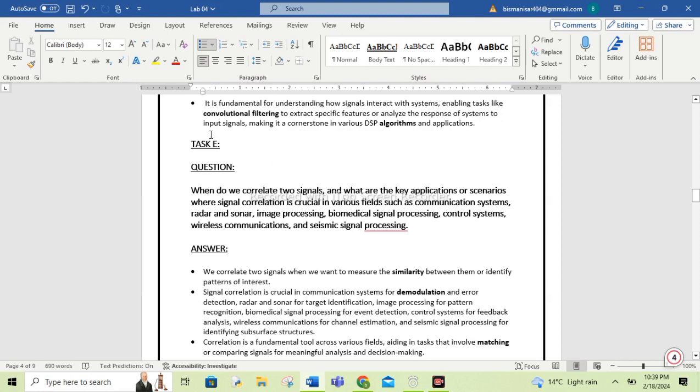Task C, question 1. When do we correlate two signals, and what are the applications or scenarios where signal correlation is crucial in various fields such as communication systems, radar and sonar, image processing, biomedical signal processing, control systems, wireless communication, and seismic signal processing?